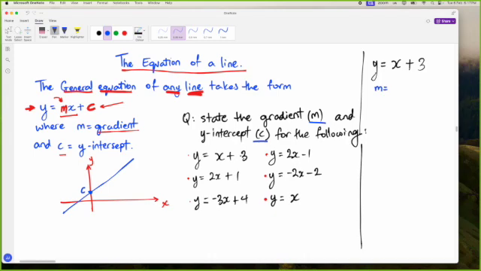Yes. M is the number that is in front of x. And so if it has no number in front of x, then that number is 1. It can't be 0 because 0 multiplied by x is 0, so it wouldn't have an x. So it has to be 1. So in this case, m is 1. What is c?